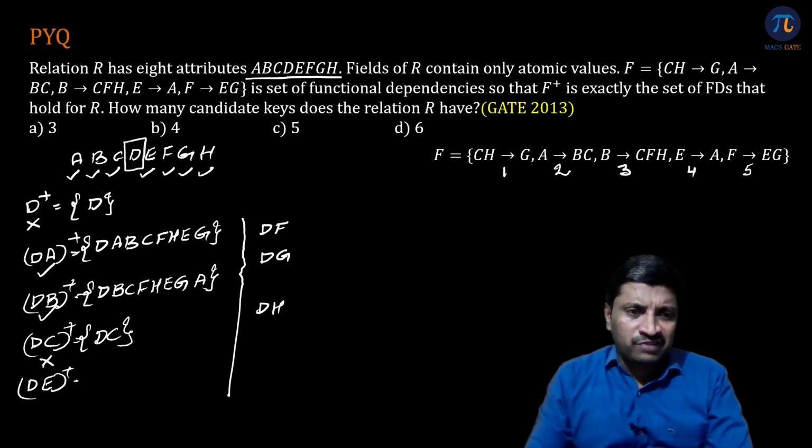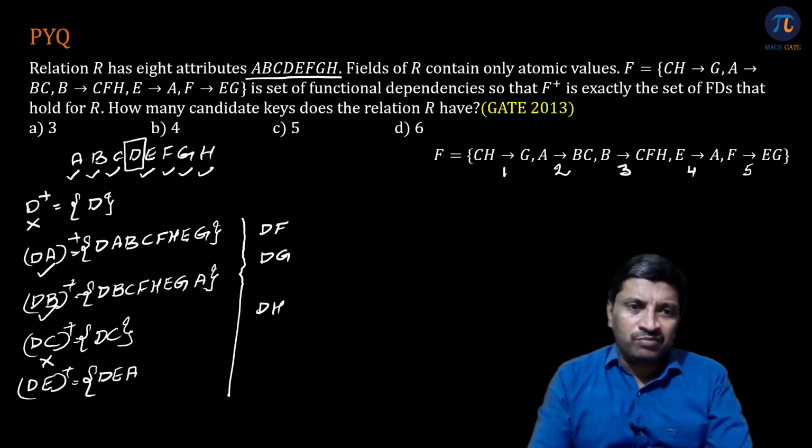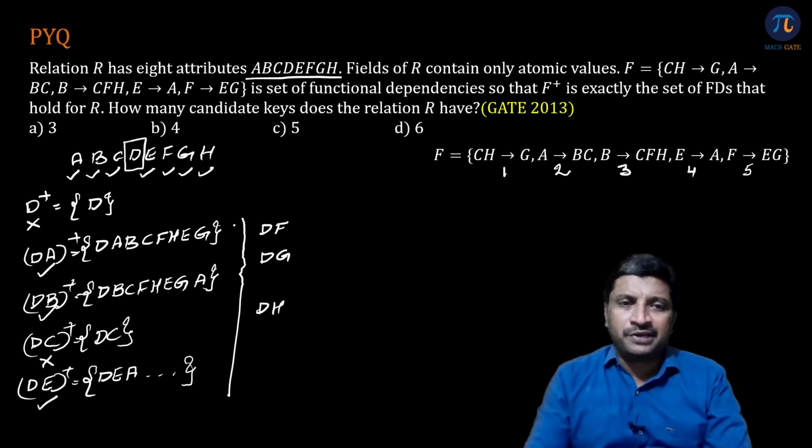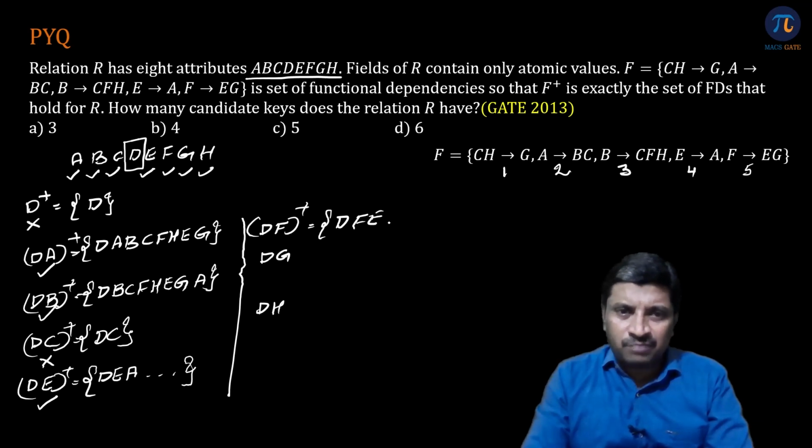What about closure of DE? DE. Then with E we can get A. Now no need to continue, because we already verified D comma A, and with D comma A we got all the attributes. So this is also a candidate key. What about closure of DF? DF for sure. Then with F we can get E and G also. Now we have D comma E, and DE is also a candidate key. So no need to continue, we will get all the attributes. So this is also a candidate key.